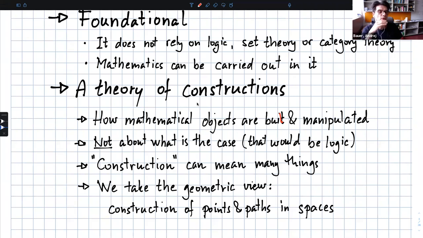Now, we are going to take today here a very geometric view. So I will speak of constructing points and paths in spaces. So it's not going to be about data types, and it's not going to be just about sets, even though sets will appear, but it's going to be about points, spaces. I will draw pictures where possible.